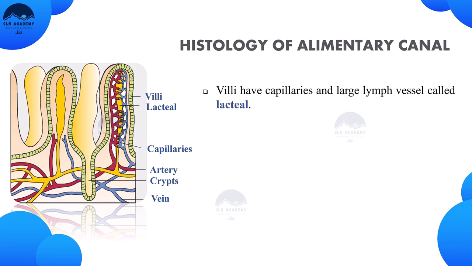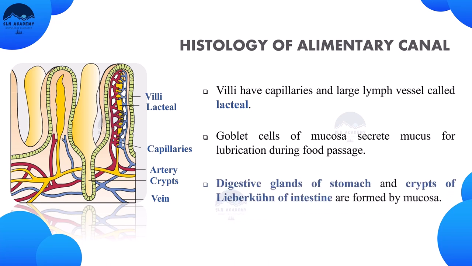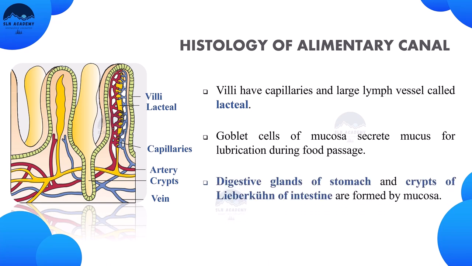Villi has capillaries and a large lymph vessel called lacteal. Goblet cells of mucosa secrete mucus for lubrication as food passes. Digestive glands of stomach and crypts of Lieberkuhn of intestine are formed by mucosa.